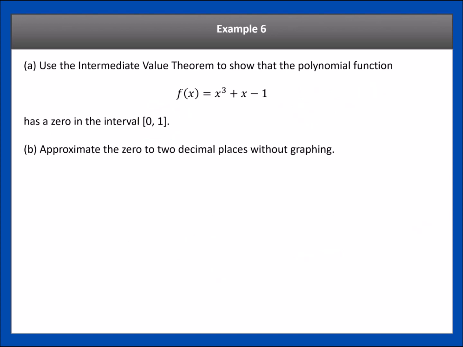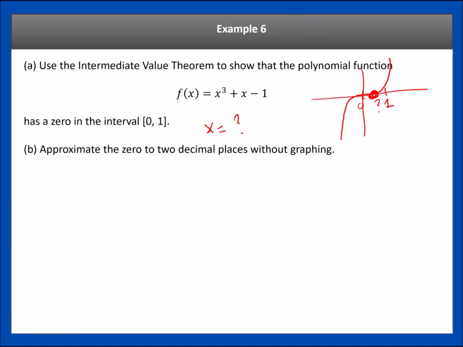Okay, so in part B, we know it exists. We want to figure out where it is. So x equals question mark. We want to figure out what x has to be equal to in order for this function to be 0. We know that this function might look like this, and that it's continuous from 0 to 1. We know there's a 0 somewhere, but we don't know where. That's what we just proved.